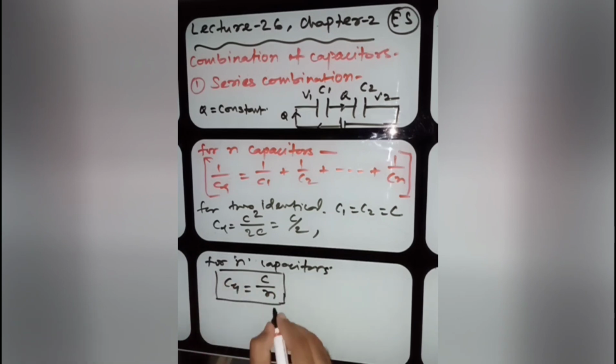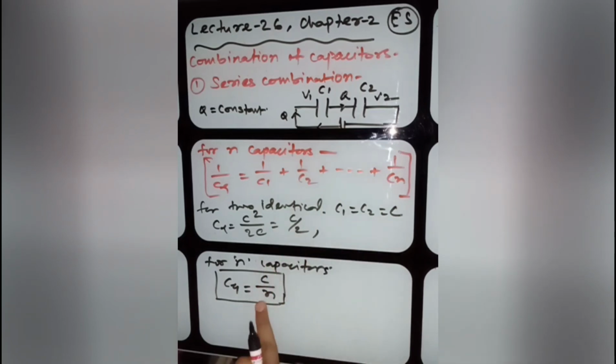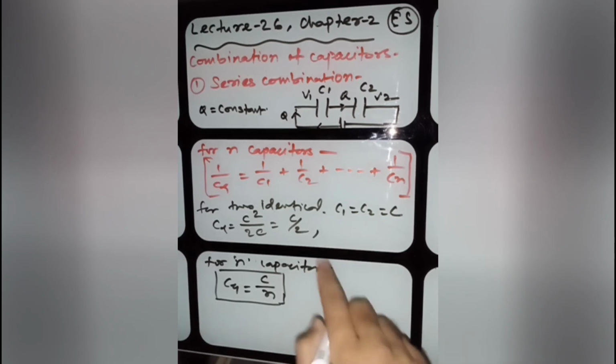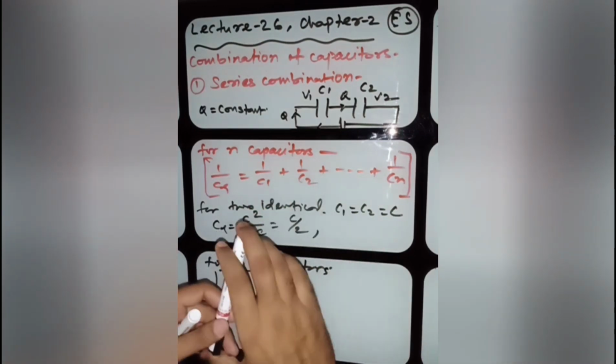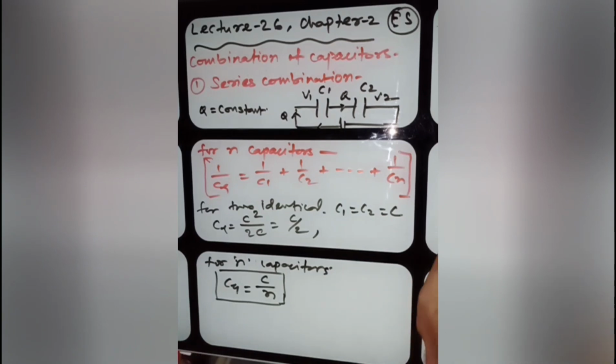It means when we connect the capacitors in series, remember, in series the capacitance decreases. Write in your notebook, in series, capacitance of combination decreases.